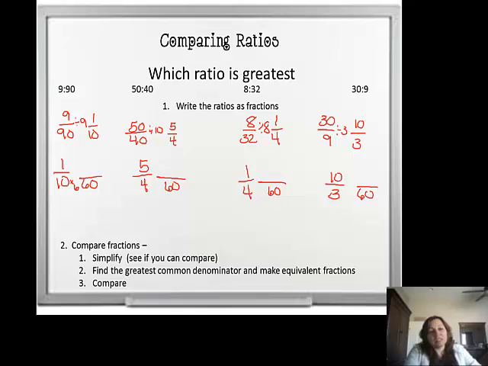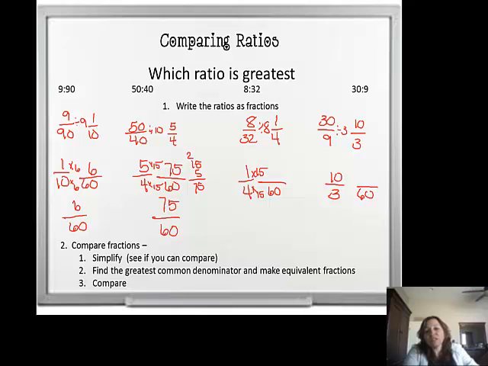10 times 6 is 60, so we've got to do the top. That makes 6/60. This one here, 4 times 15 is 60, so I know I have to multiply 5 times 15, which is 75. One-fourth, we're going to say that's multiplied by 15, so we also have to multiply the top by 15, which gives us 15 over 60. And then the 10/3, let's see, 3 multiplied by 20 to get us 60, so you have to multiply the 10 by 20, which gives us 200. So this one is 200 over 60.